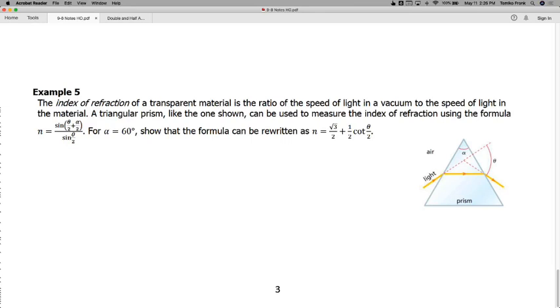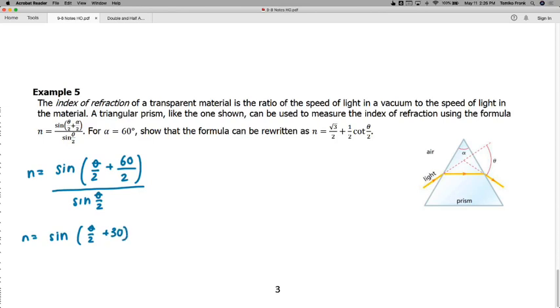We'll simplify. So if n is equal to the sine of theta over 2 plus alpha over 2, over the sine of theta over 2, but we are using this formula when alpha is 60, I'm just going to plug in 60 everywhere we see alpha. And then we'll see what happens. So we end up with this. This is the sine of theta over 2 plus 30. And then the denominator is still going to be theta over 2.